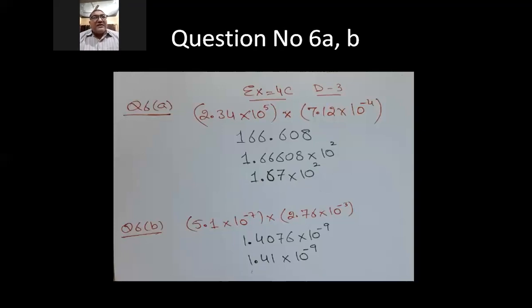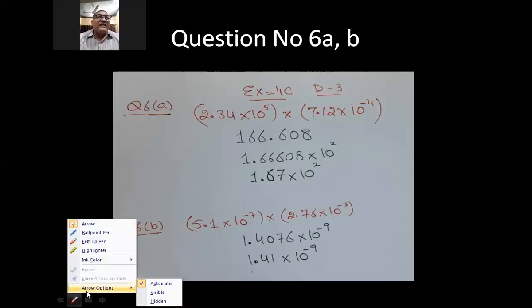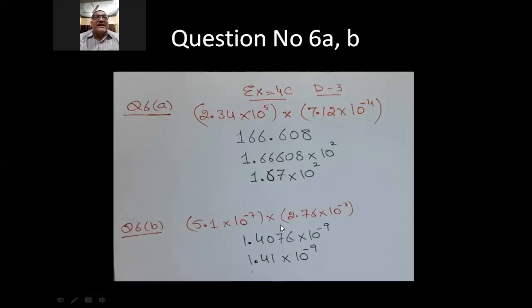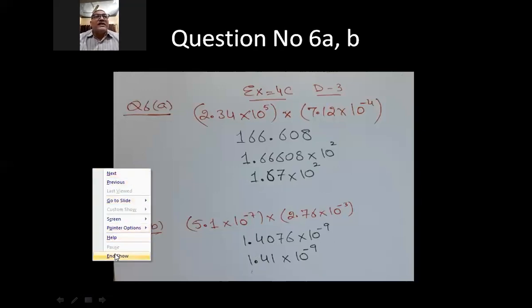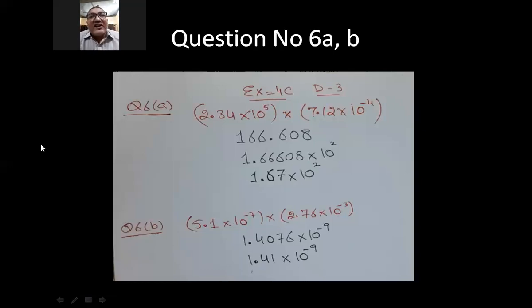Okay, the B part is again the same. You only have to write this in your calculator and you will get the answer. So in your calculator, you will write 5.1 expo minus 7 multiply 2.76 expo minus 3 equals to. When you do this, you will get 1.4076 expo minus 9. So this is already in the standard form, and you know that in the standard form this should be more than 1 and less than 10.